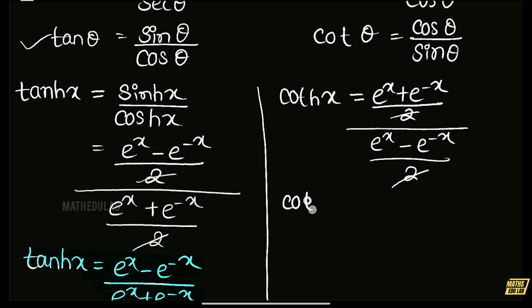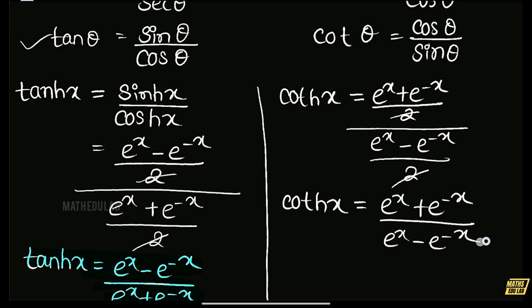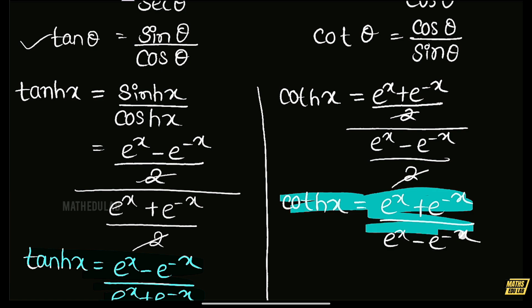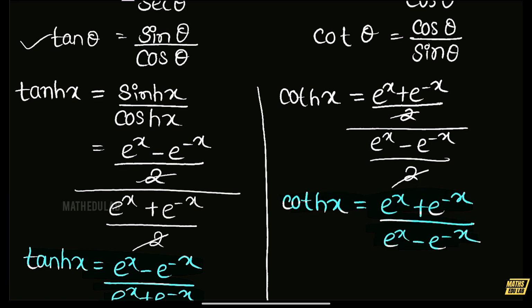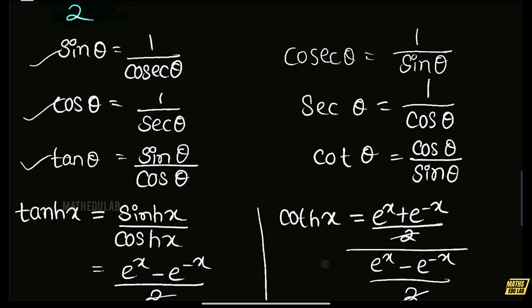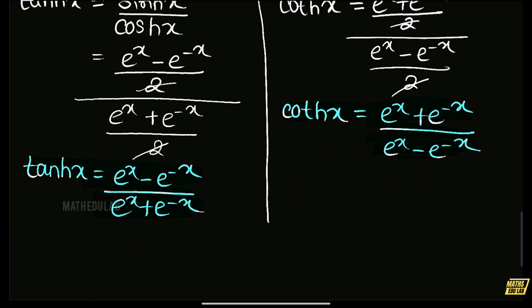So coth hyperbolic x is equal to e to the power of x plus e to the power of minus x by e to the power of x minus e to the power of minus x. So this is our coth hyperbolic x formula. Then the left out values are sec and cosec.